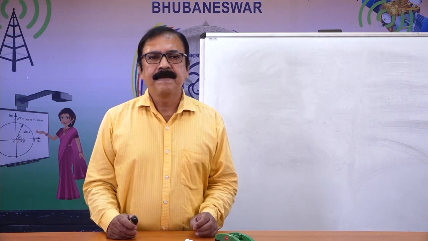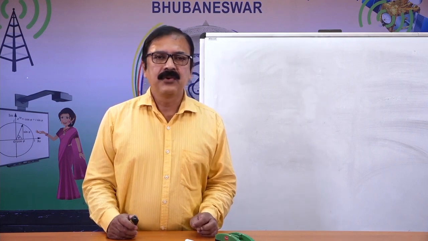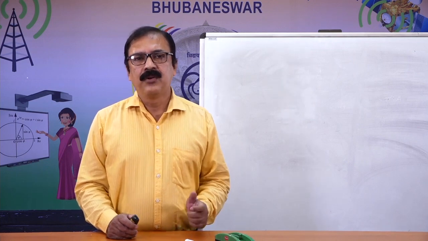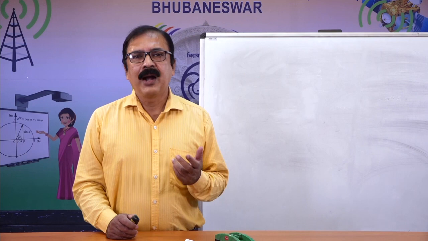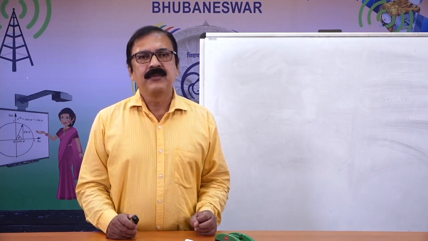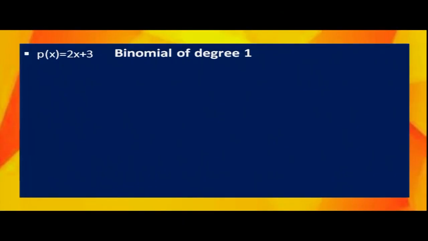Next, we see that p(x) = 2x + 3. This is another polynomial. What is the degree of this polynomial? The degree is 1, because the power of x is not given, which means its power is 1. So it is called a linear polynomial. Why it is called linear polynomial will be discussed later.